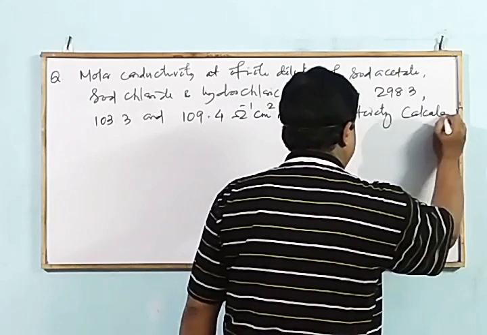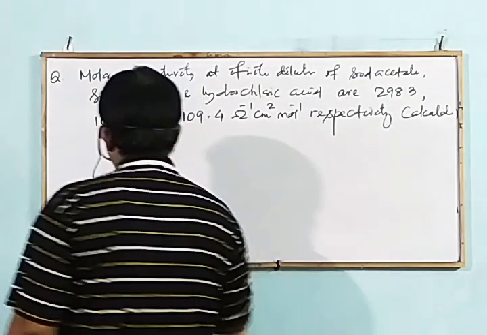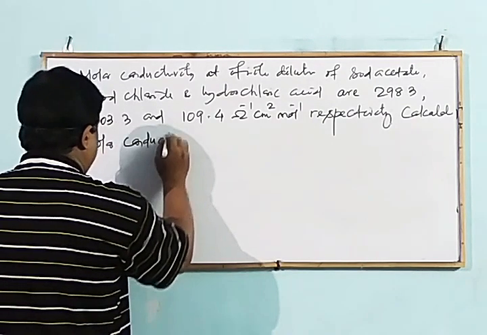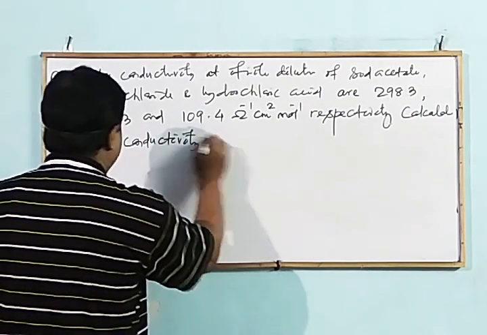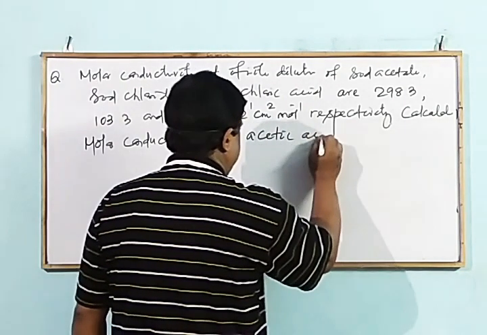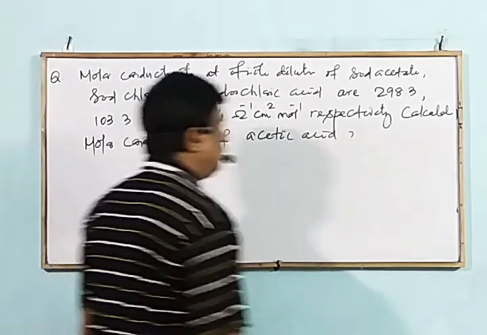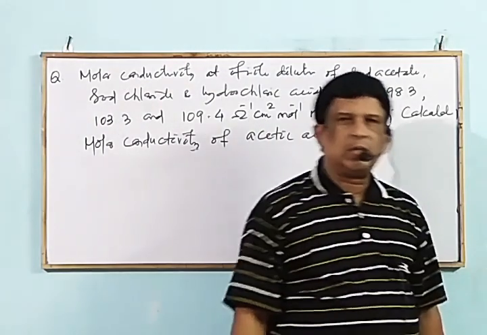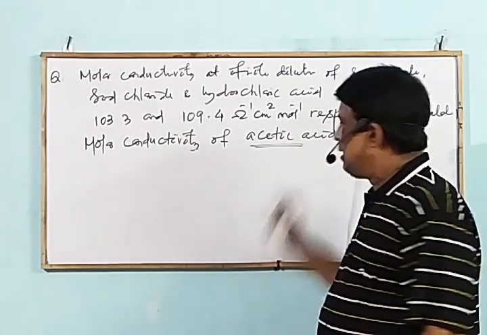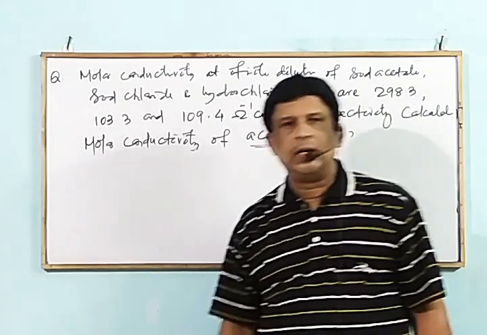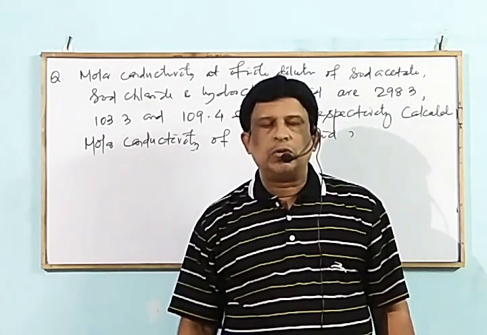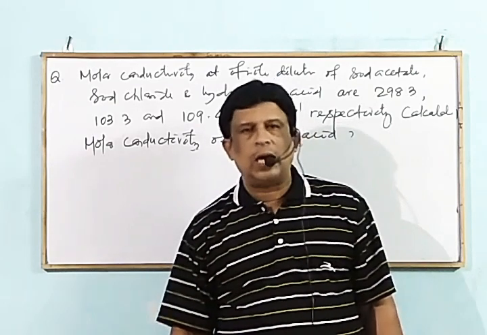Calculate molar conductivity of acetic acid. Mark the question. We have to find out the molar conductivity of acetic acid, that is a weak electrolyte. Its value cannot be calculated experimentally. For that, we have to take the indirect help of Kohlrausch's law.